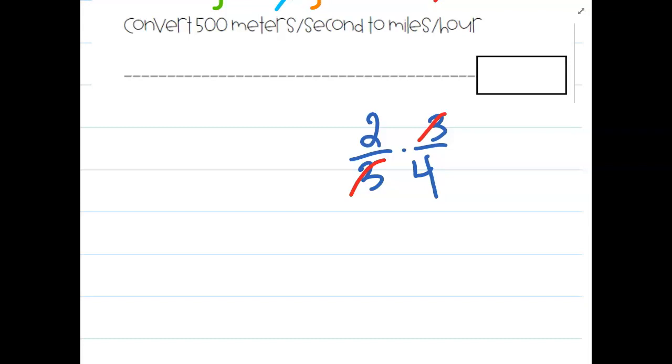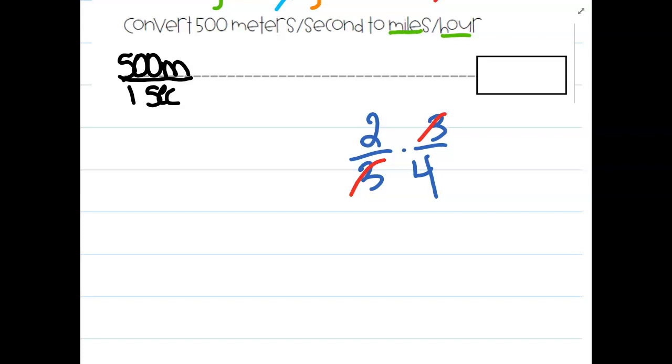So what you need to do is you need to write this as a rate. So we're going to say 500 meters per second. Now they don't give me a number with the seconds, so it's going to be a 1. So 500 meters per 1 second. Now what I want to do here is I want to convert this into miles per hour. So what I need to do is I need to change meters into miles, and then I need to change seconds into hours. So let's start with miles.